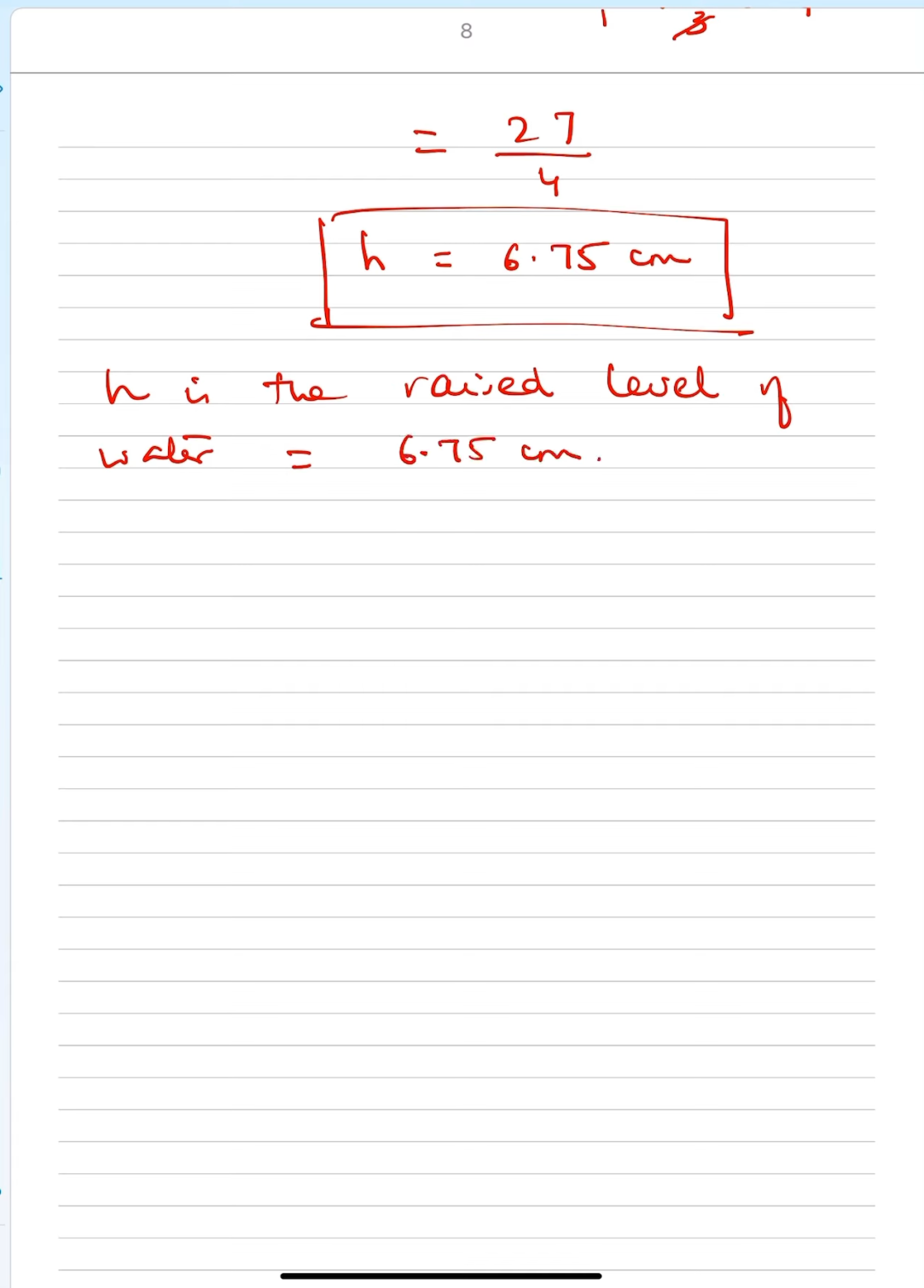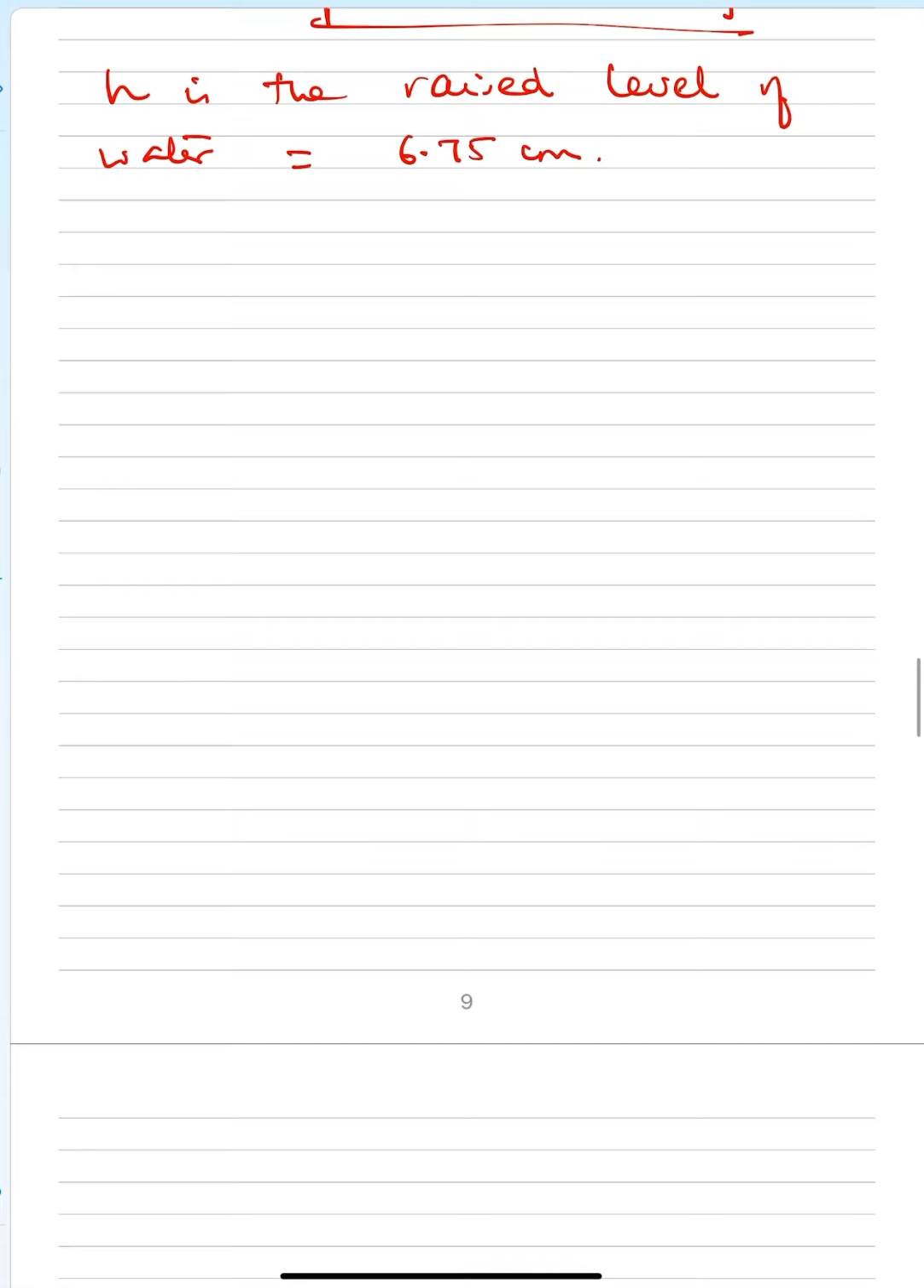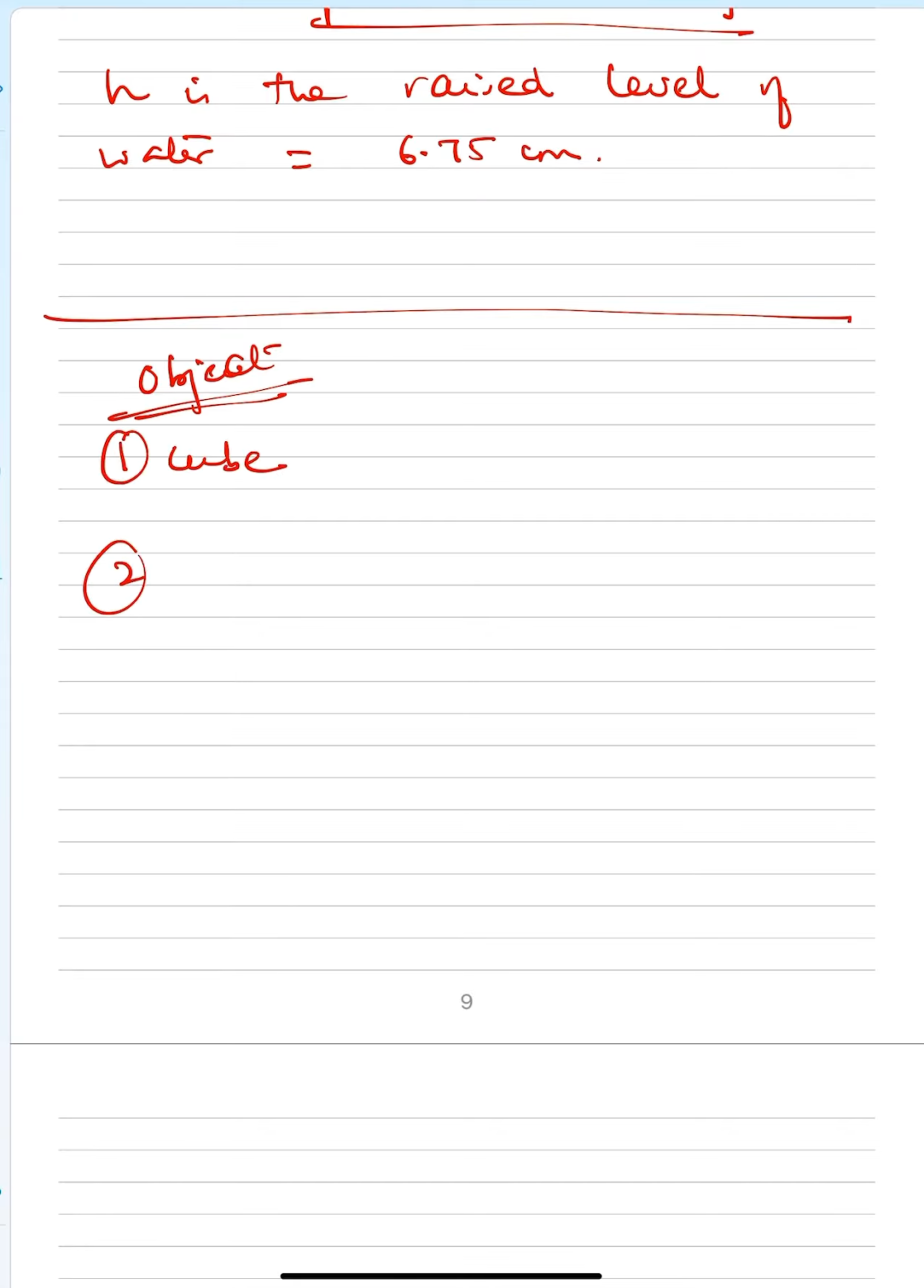Okay, so the concept is the same, only one thing was different: the objects which were used. In the first sum the cube was used, in the second sum the sphere was used. Now for the cube, we can say that the water displaced is equal to the volume of the cube.